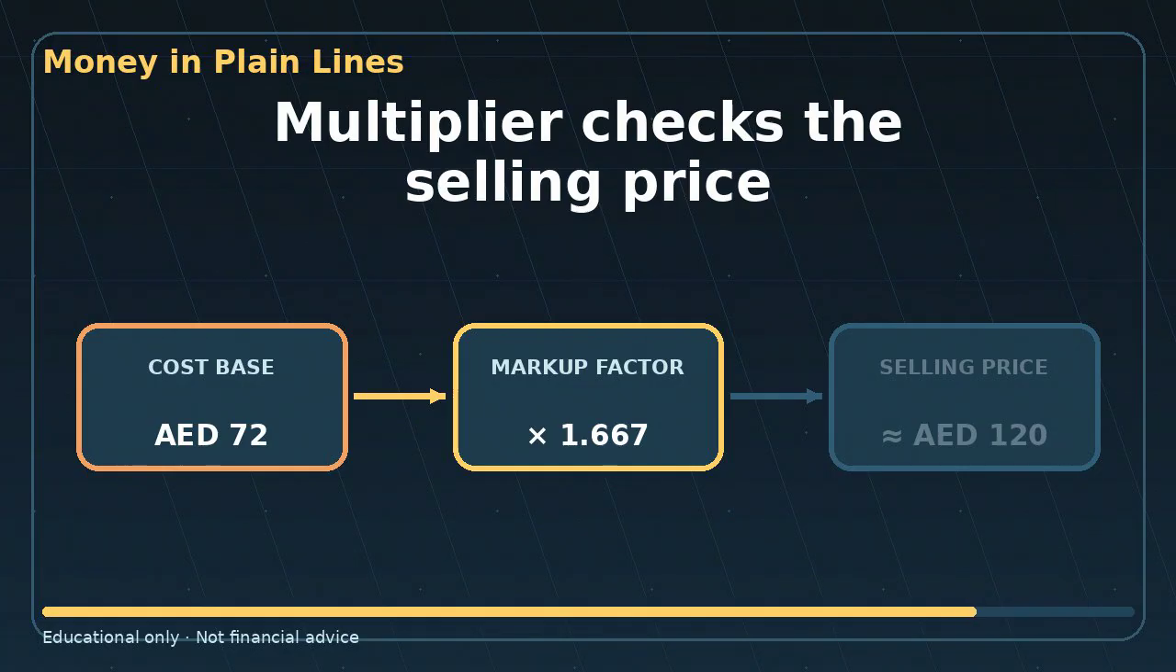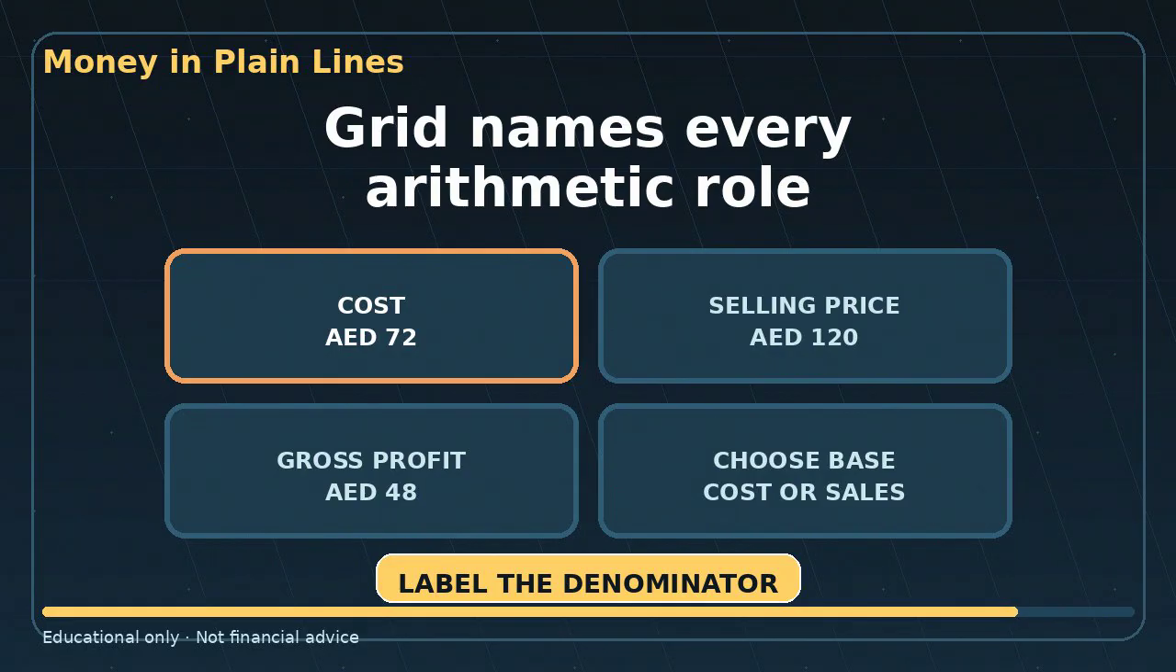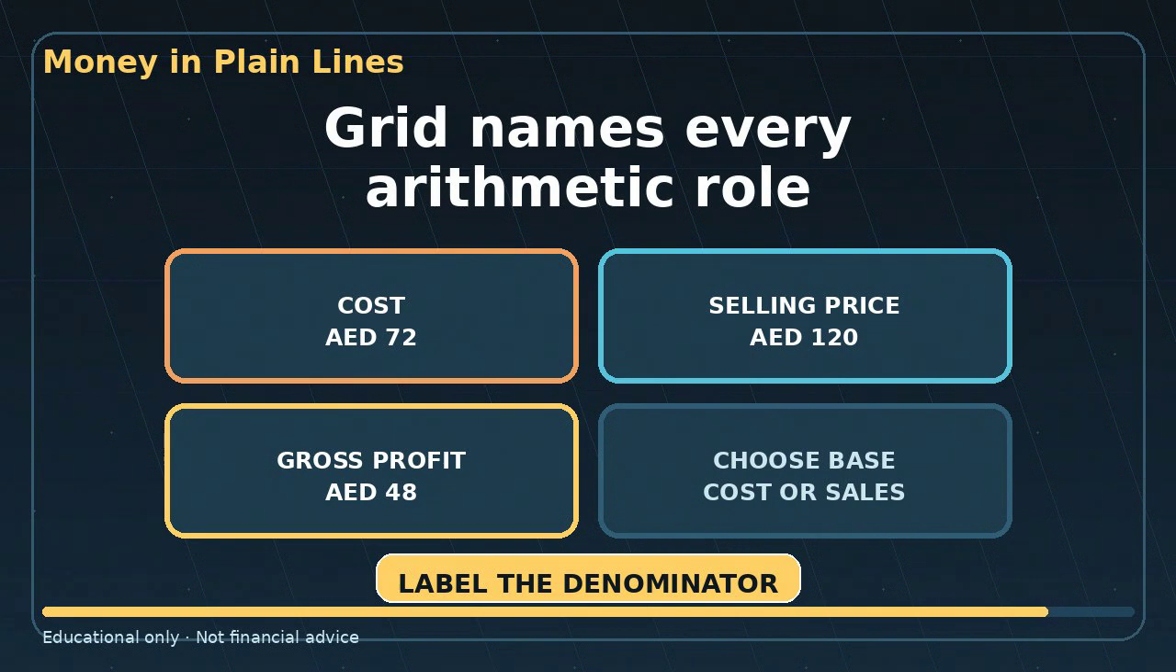There are boundaries to this classroom example. Gross profit is not the same as net profit, and gross margin is not a complete measure of business performance. A real account can include additional costs, inventory methods, discounts, returns, taxes, timing differences, and reporting conventions. The example does not claim that AED 120 is a suitable price or that either percentage is good or bad. It only demonstrates the denominator logic.